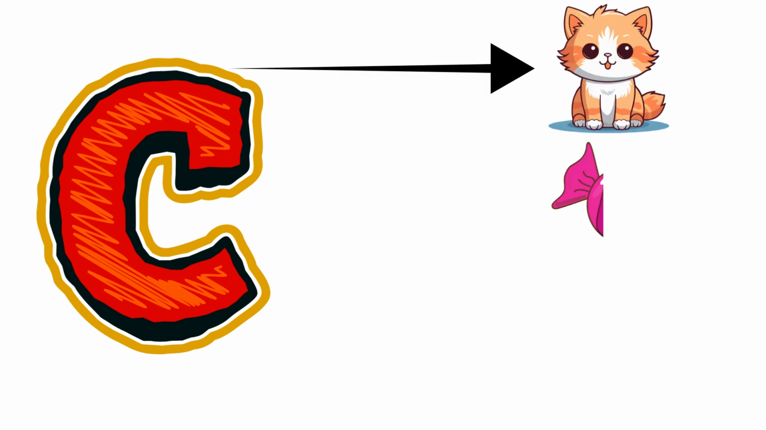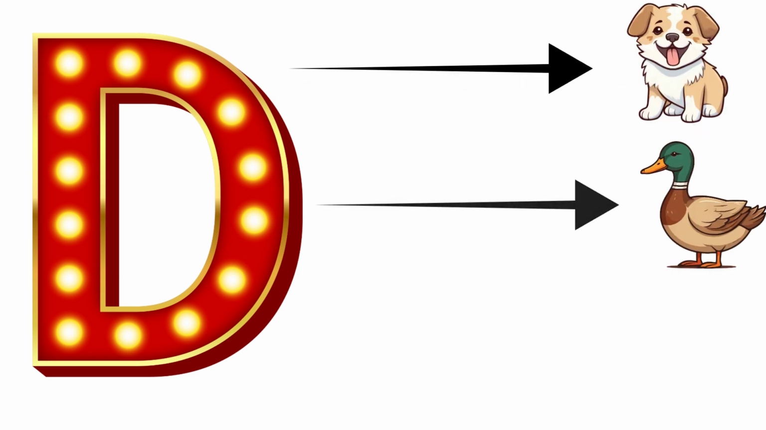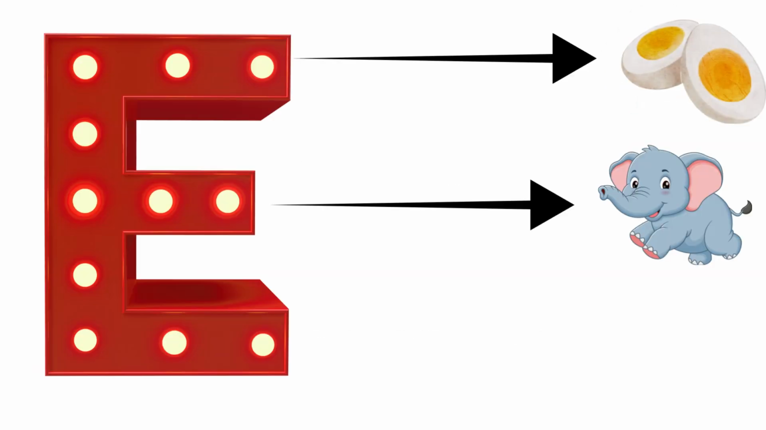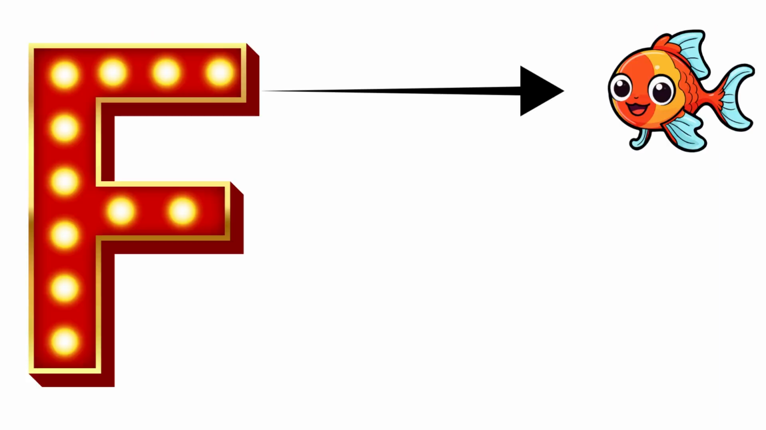C. C for cat. C for candy. C for car. D. D for dog. D for duck. D for doll. E. E for egg. E for elephant. E for eagle. F. F for fish.